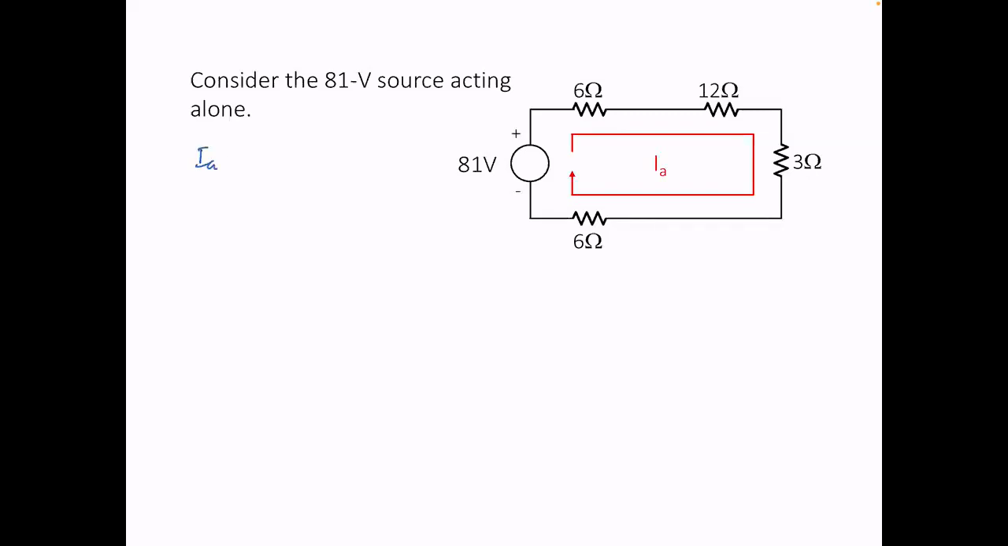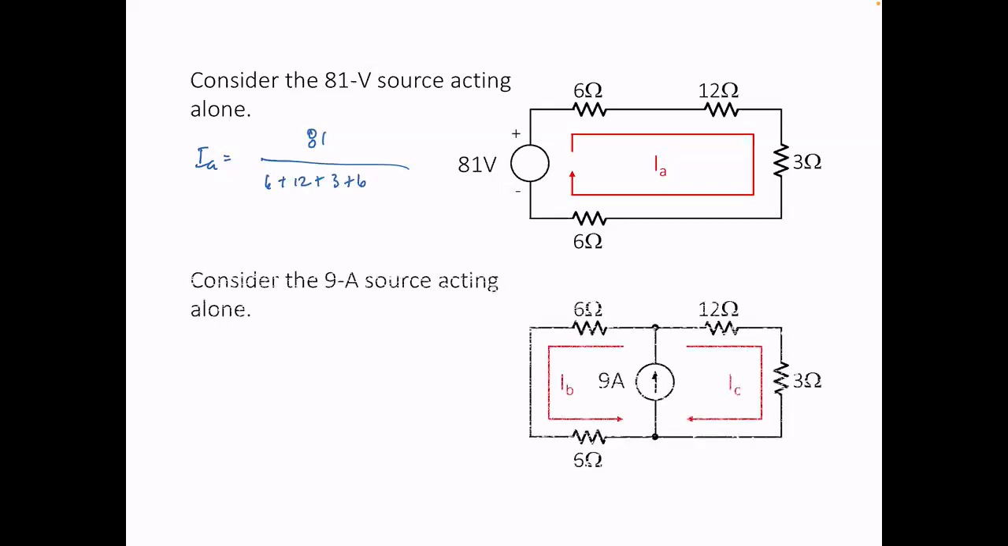So with the 81 volt source acting alone, it's very easy to get I of A. I of A is just 81 over the summation of all these resistances, 6 plus 12 plus 3 plus 6. With the 9 ampere source acting alone, okay, I can now get IB and IC. Okay, IB, for example, using current division, will be equal to 9 multiplied by 12 plus 3 all over 12 plus 3 plus 6 plus 6.